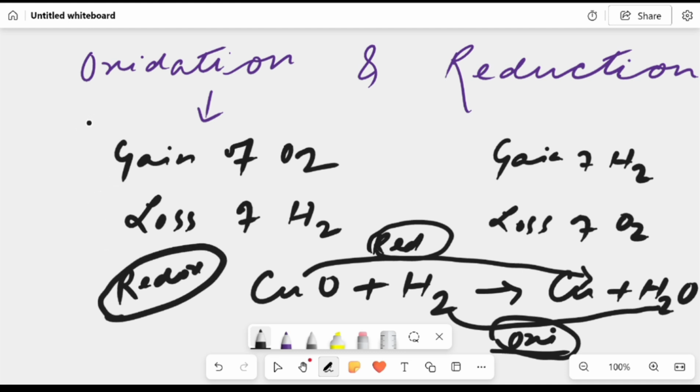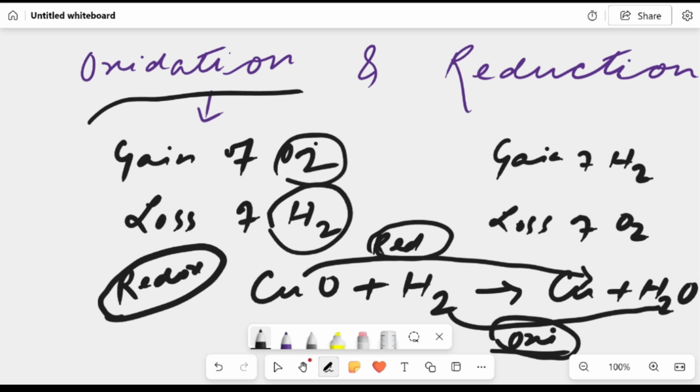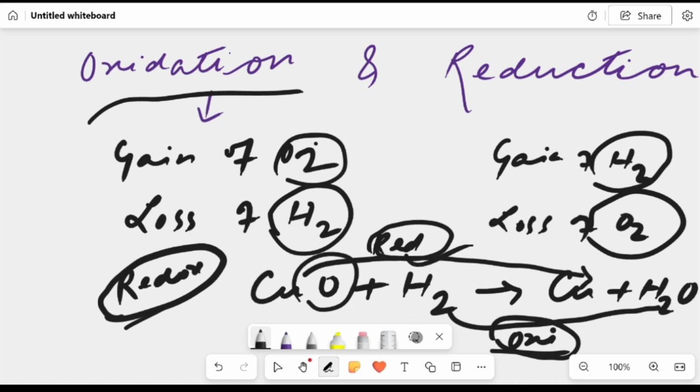So, oxidation and reduction. What is oxidation? Either gain of oxygen or loss of hydrogen. Reduction is either gain of hydrogen or loss of oxygen. And a reaction in which both oxidation and reduction take place is known as a redox reaction. CuO plus H2 gives Cu plus H2O. CuO loses oxygen, so it's reduction. H2 gains oxygen, so it's oxidation.